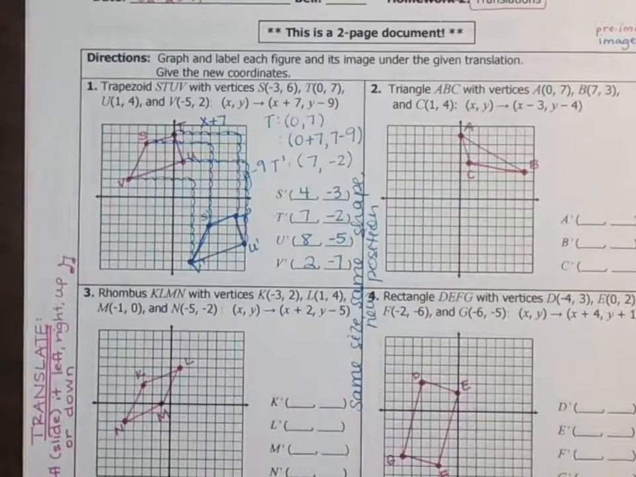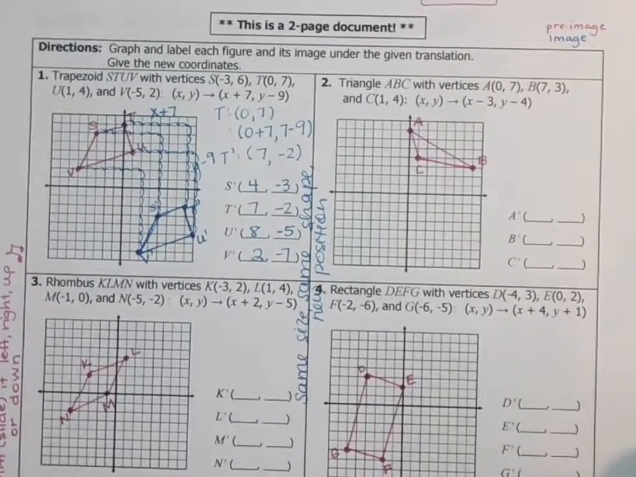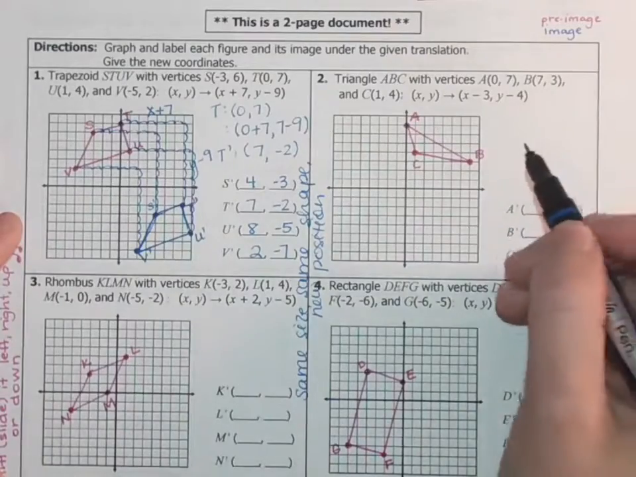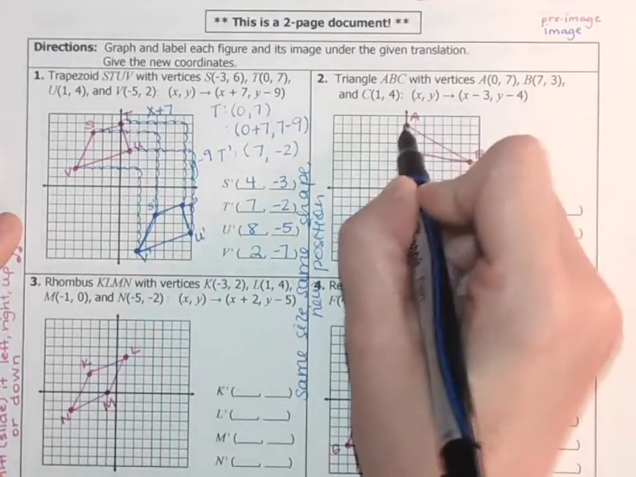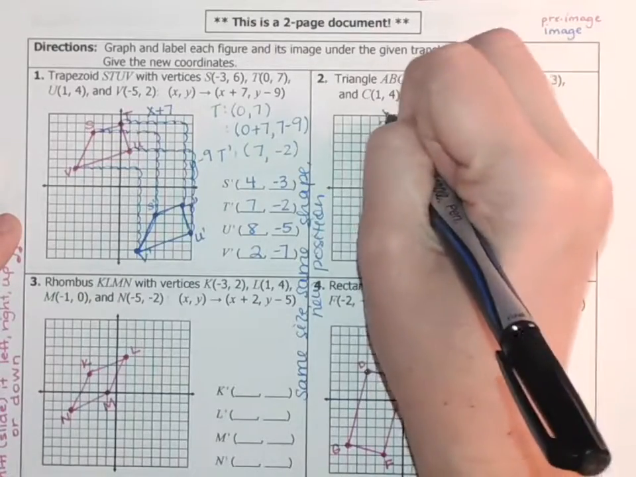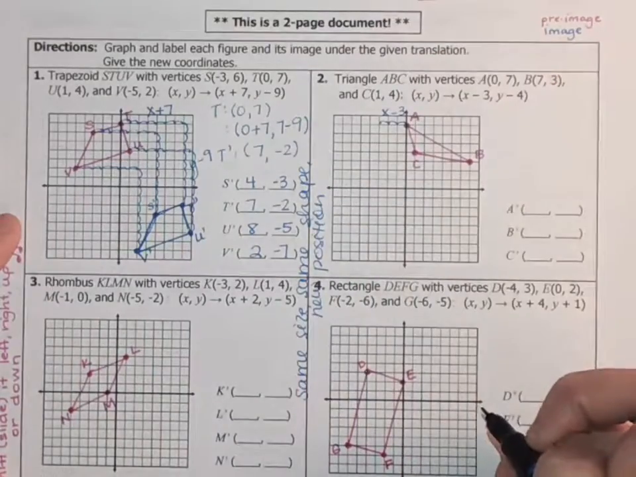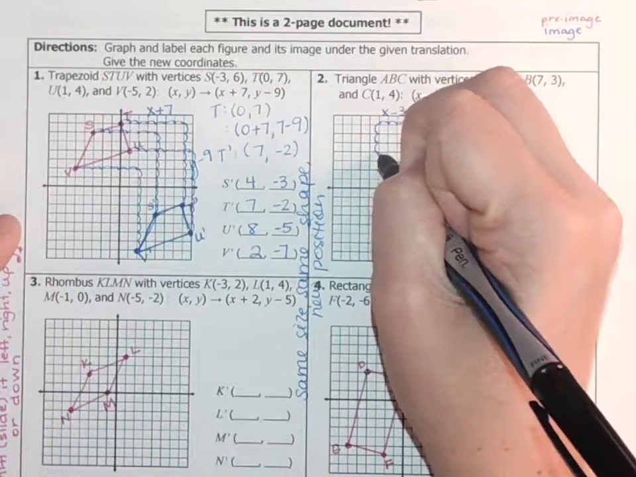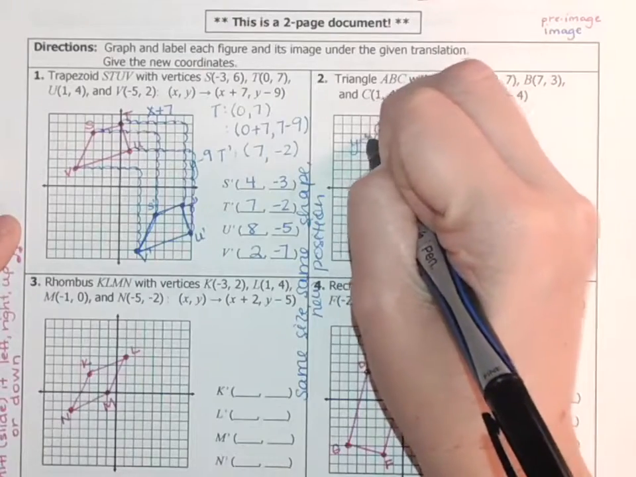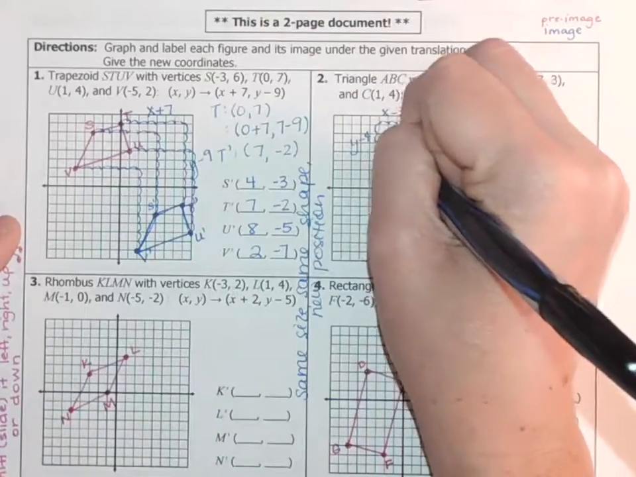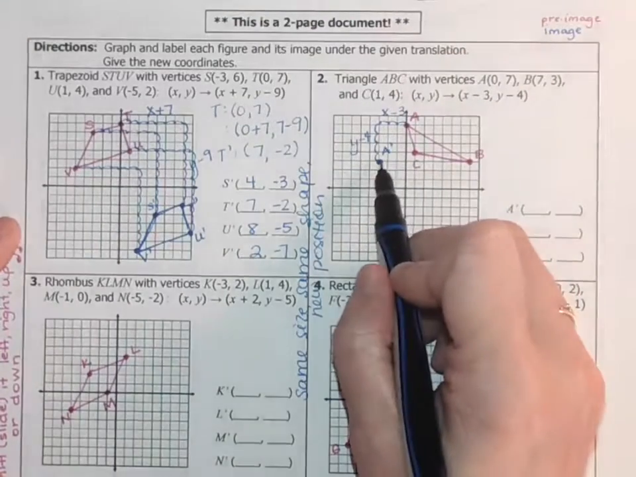Let's take a look at number 2 here. We're starting with this triangle ABC. We're going to go x minus 3, so we're going to the left this time. We're going to go left 1, 2, 3. That's my x minus 3. And then we're going to go y minus 4. So from that point, I'm going to go down 1, 2, 3, 4. Y minus 4. My new point for A prime is right here.